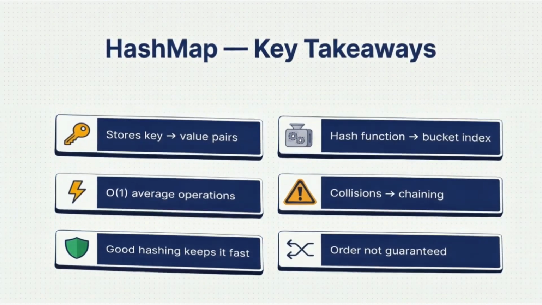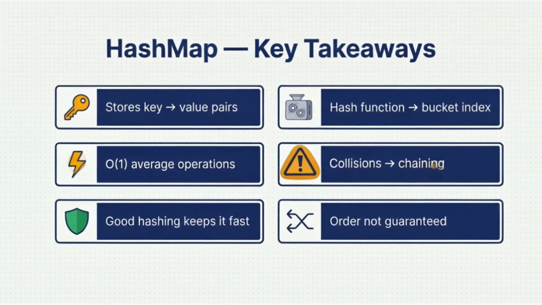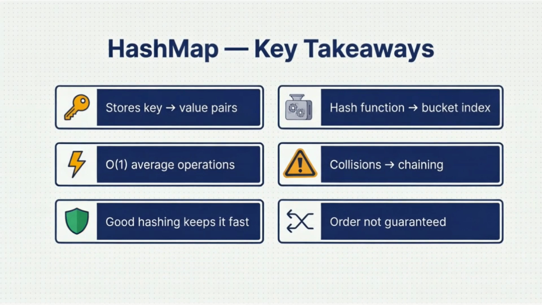Quick recap. A hash map stores key value pairs. A hash function converts each key into a bucket index, which makes insert, search, and delete constant time on average. Collisions are normal and handled by chaining, or trees when things get crowded. One last detail. A hash map doesn't promise to keep your entries in order. It promises speed instead. And that trade-off is why hash maps power caches, databases, and half the code you'll ever write.